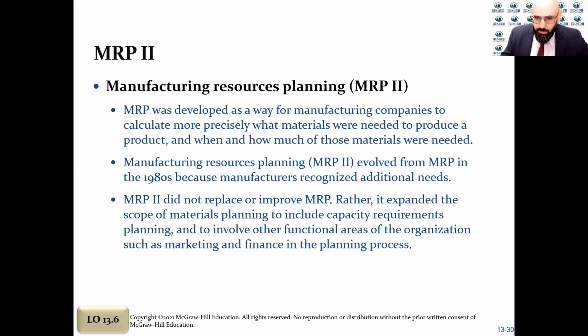So this has basically expanded the scope of the materials planning to include capacity requirement planning and to involve other functional areas of the organization, such as marketing and finance, in the planning process as well. So MRP2 improved the MRP, to include more detail about the manufacturing process, as well as including other functions in the organization.